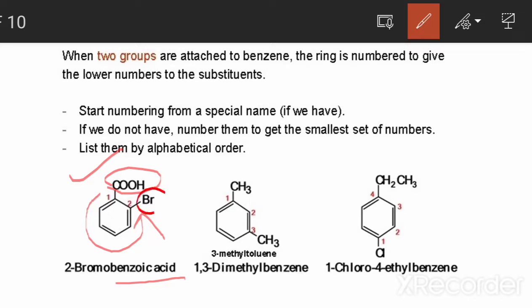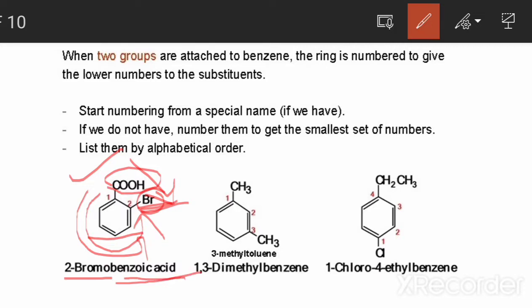We should give the least number to the other group. If we consider the numbering from here to there, the bromo will be at the fifth position. And if we count from here to there, it will be numbered second, or 2. So we will prefer the least number, so we will name it 2-bromo, and the parent name is benzoic acid.